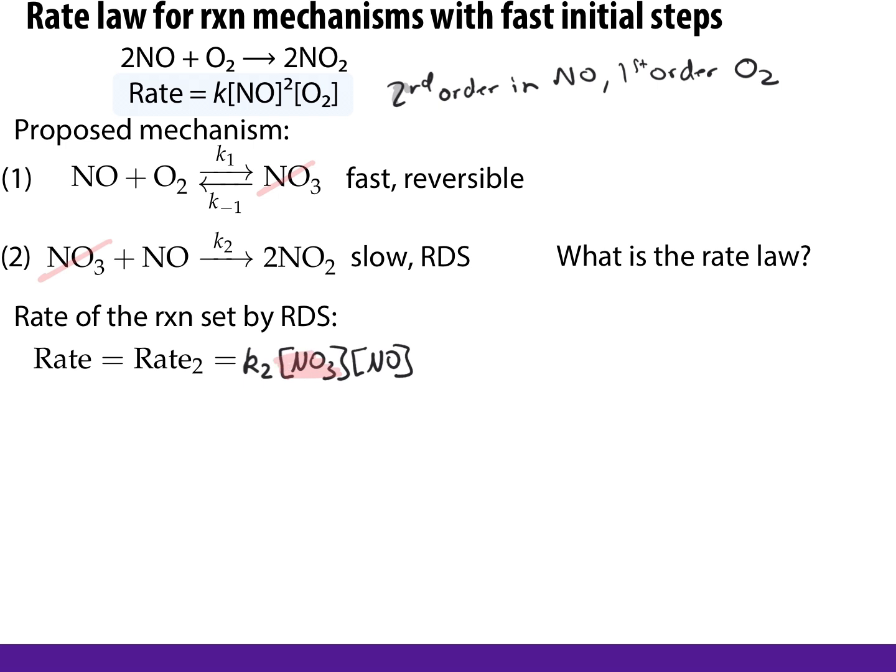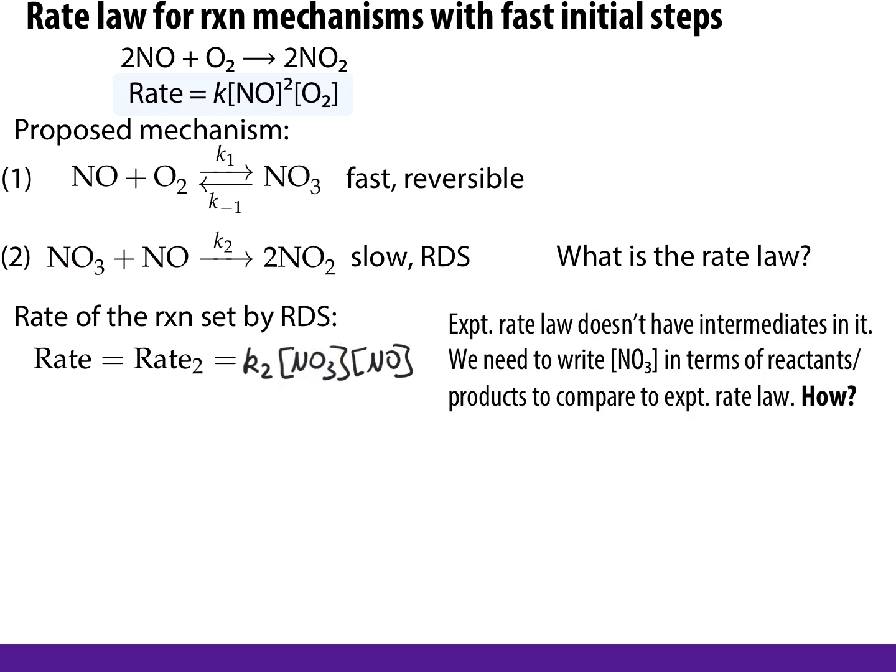And so the problem is that reaction intermediates are not something we measure and control in the lab. So we don't have them in our experimental rate laws. So what we need to do is take this NO3 and find a way to write the concentration of NO3 in terms of the things that we can measure in the lab: NO, O2, even NO2, the concentration of product. So how can we write the concentration of NO3 in terms of the concentrations of our reactants and products?